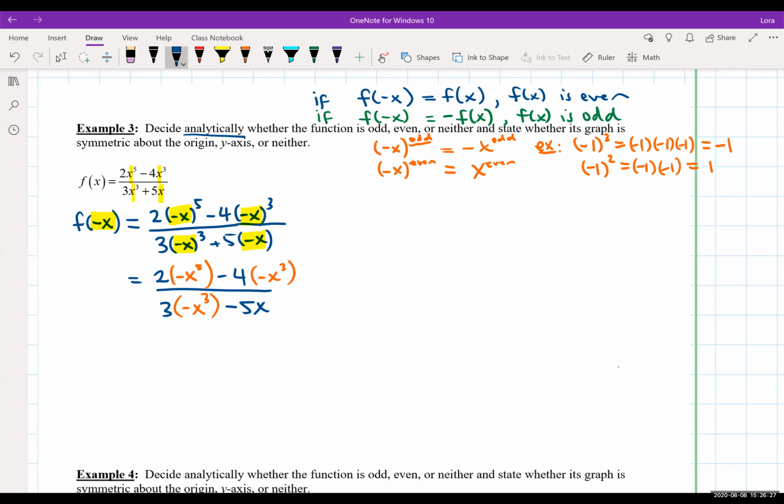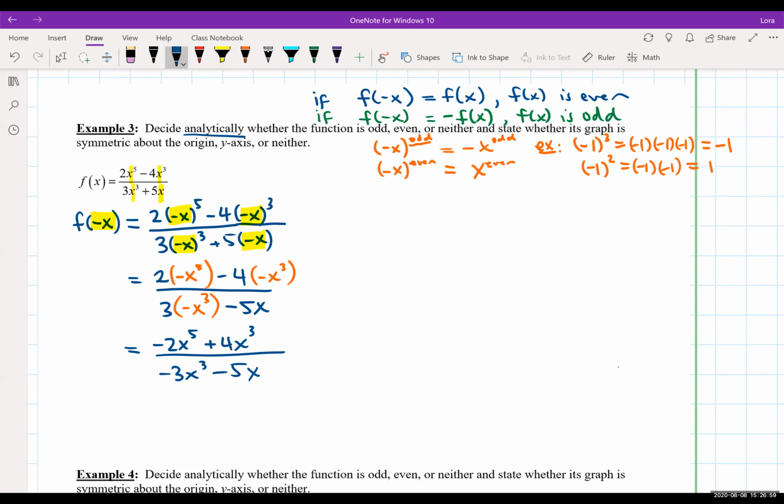Now this is an extra step. Sometimes you can skip straight to this next step. I just wanted to make sure you understood why we're having to change the signs for some of these. So if you simplify 2 times negative x to the fifth, that's negative 2x to the fifth. Negative 4 times negative x cubed is positive 4x cubed. 3 times negative x cubed is negative 3x cubed. And we still have the minus 5x.